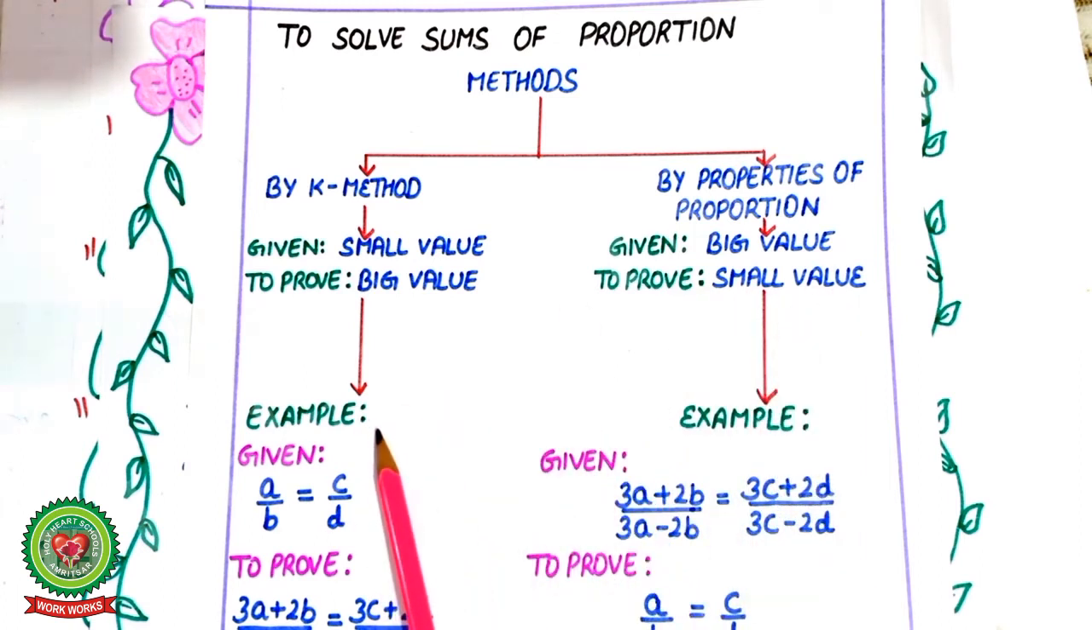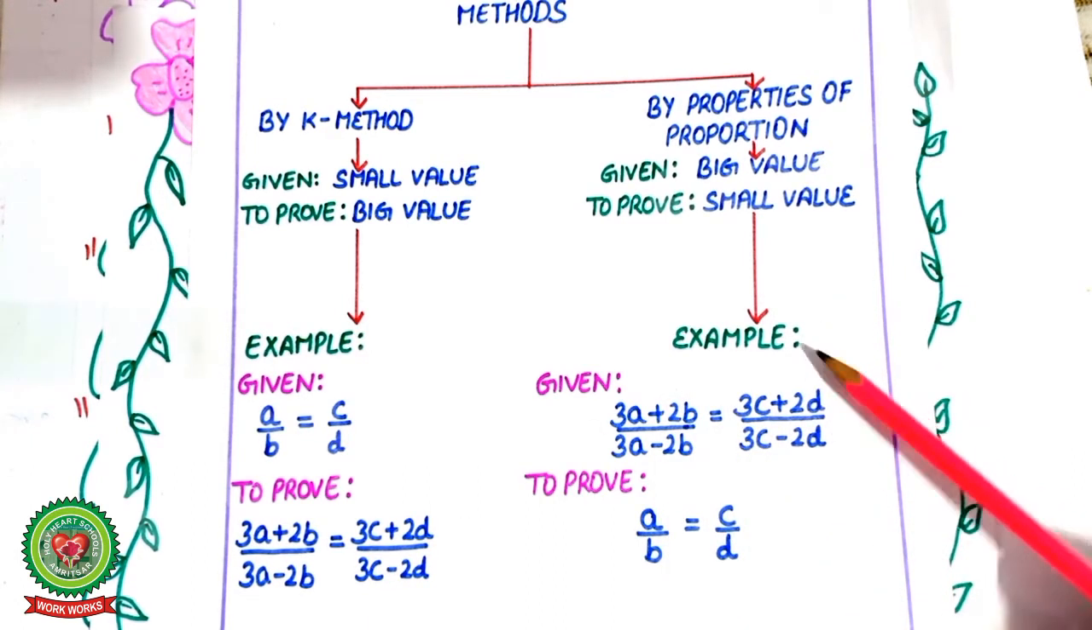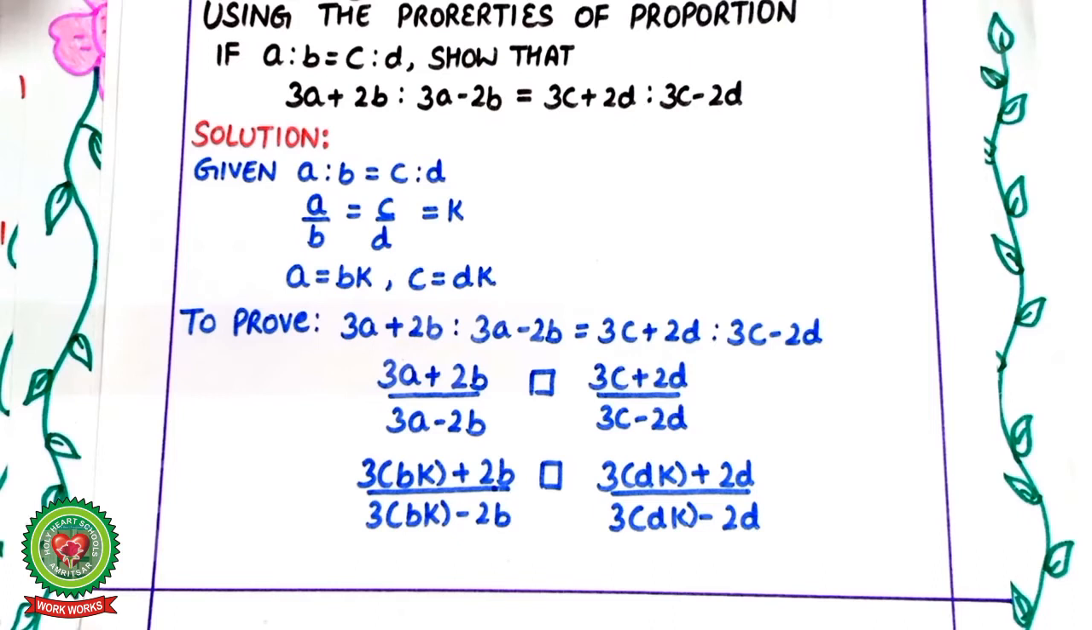For example, here given a upon b equals c upon d, this is the small value. And to prove, the value is 3a plus 2b upon 3a minus 2b equals 3c plus 2d upon 3c minus 2d. In this question, a small value is given and we have to prove a big value. So this is the K method. And in this example, the given value is big and we have to prove a small value. So here we have to use properties of proportion. Now look at the first example.